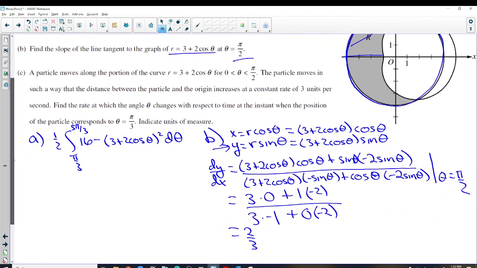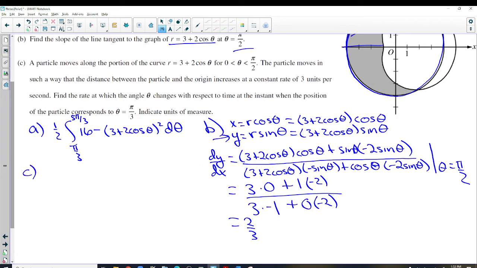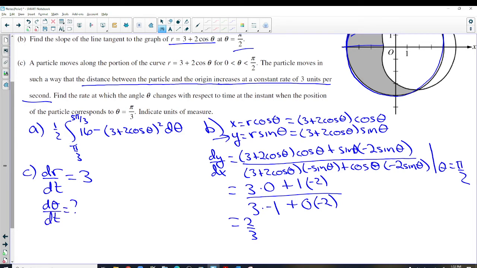Letter C. A particle moves along the portion of the curve. The particle moves in such a way that the distance between the particle and the origin increases at a rate of 3 units per second. So distance between the particle and the origin, they're looking at dr dt. They tell us that's 3. Find the rate at which the angle changes with respect to time, d theta dt, at the instant when the position of the particle corresponds to pi over 3. So when theta is equal to pi over 3.